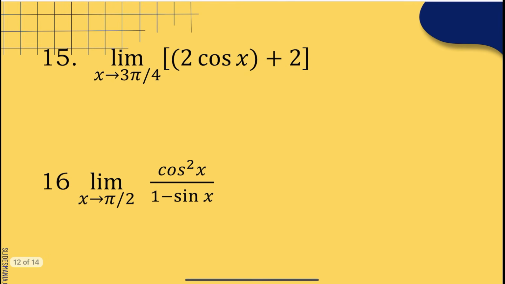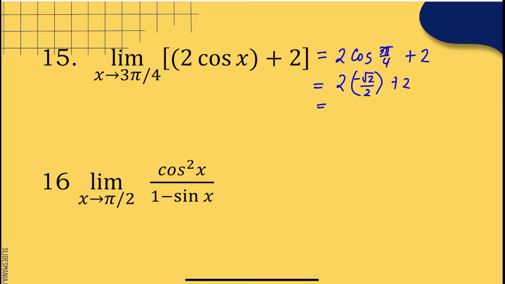More examples in trigonometry. The limit of 2 cosine x plus 2, where x approaches 3 pi over 4. By direct substitution, this will become 2 cosine 3 pi over 4 plus 2. What is the value of cosine 3 pi over 4? That is equivalent to negative square root of 2 over 2.